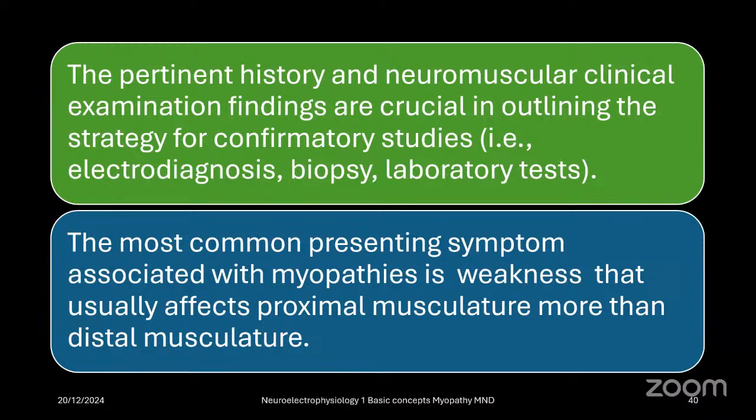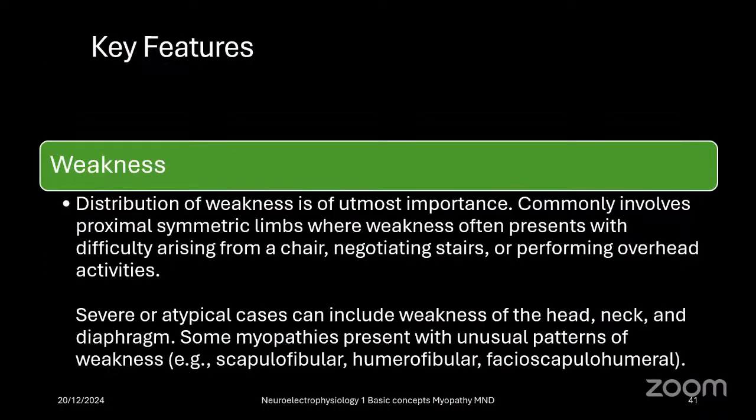The most common presenting symptom associated with myopathies is weakness that usually affects the proximal musculature more than distal musculature. There are some myopathies where it is distal also. Distribution of weakness is of utmost importance. It commonly involves the proximal symmetric limbs, where weakness often presents with difficulty rising from a chair, negotiating stairs, or performing overhead activities. Severe or atypical cases can include weakness of the hand, head, neck, and diaphragm. So neck muscle weakness is a very important examination point. Nobody should miss examining the neck muscle weakness.